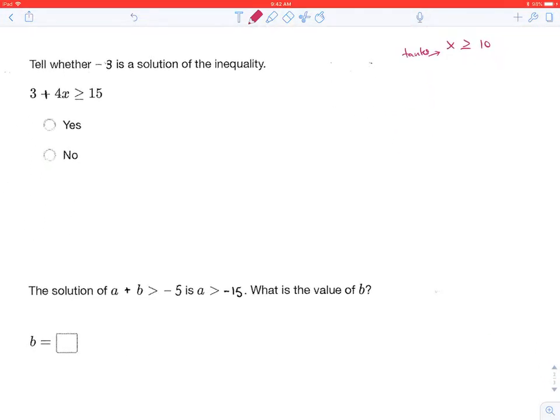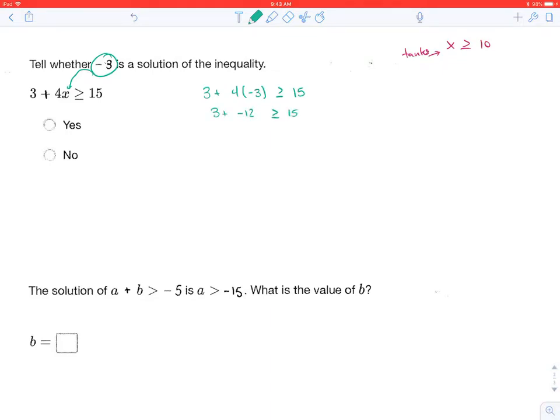Okay, the second problem, tell whether -3 is a solution of the inequality. So there are 2 ways of solving this, but the preferred way, what I see from you guys, is taking this value, -3, and substituting it into X. So instead of 3 plus 4 times X, we would do 3 plus 4 times -3, and check whether, when we simplify that down, we get a value that's greater than or equal to 15. Well, 4 times -3, that's going to be -12.